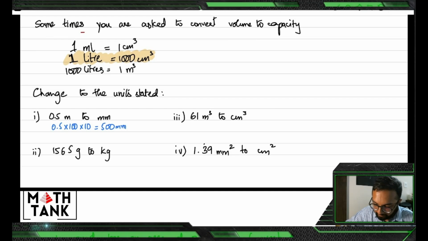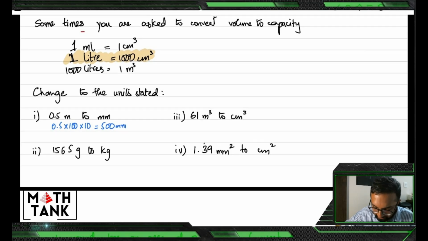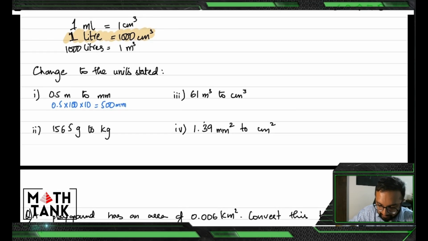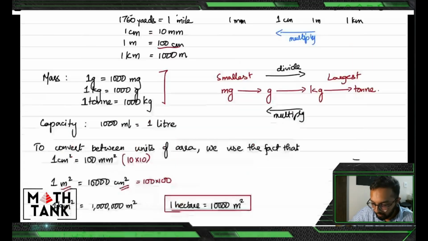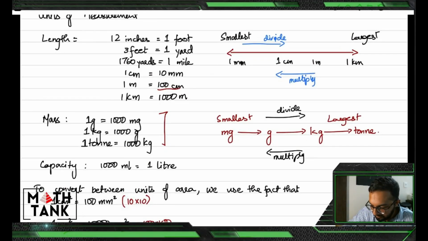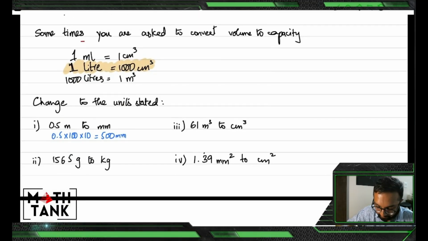Okay, then let's try to do these. Part 2, 1565 grams to kgs. So now I'm moving from grams to kgs, which means that I will have to divide by what number? Divided by 1,000. So 1565 divided by 1,000. I hope everybody knows how to divide. I'm just going to write this answer. We're going to learn about moving decimals later on. So this is 1.565.